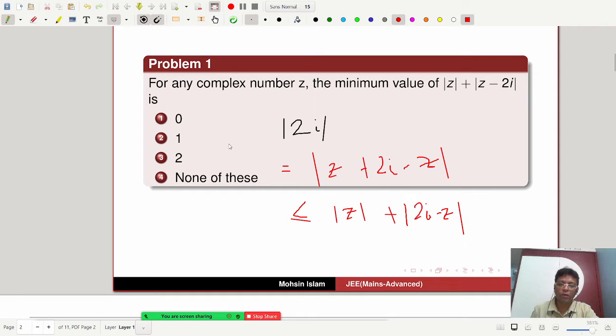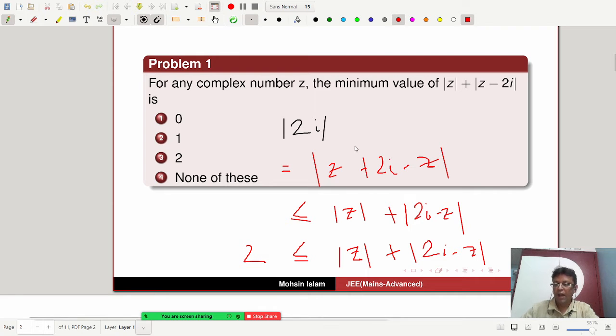Now what is the modulus on the left? The modulus of 2i is 2. So 2 is less than or equal to mod z plus modulus of 2i minus z. So it's a very simple technique. You can use this technique in many problems. So the minimum value of this expression, mod z plus mod of z minus 2i, is 2. So the minimum value is 2.